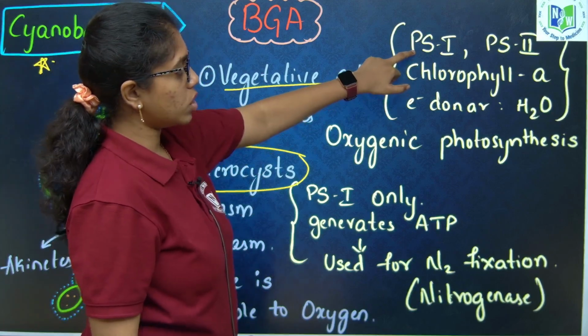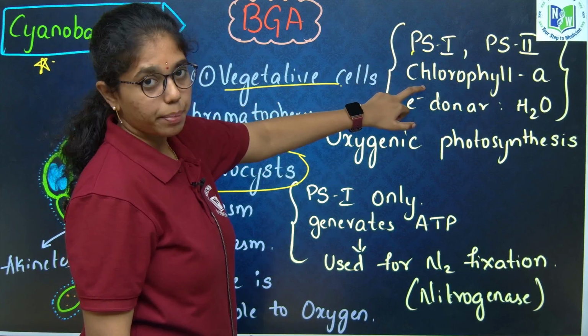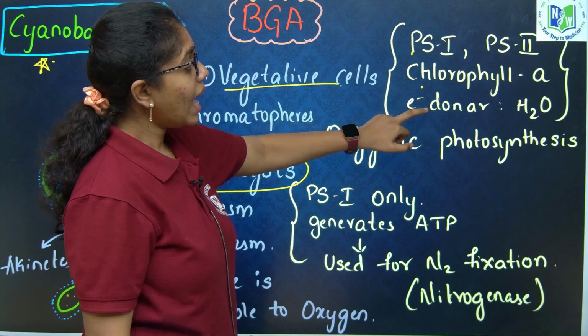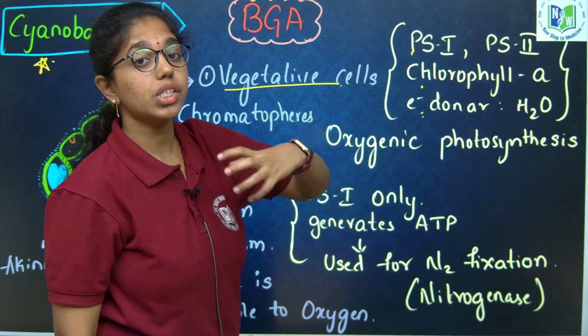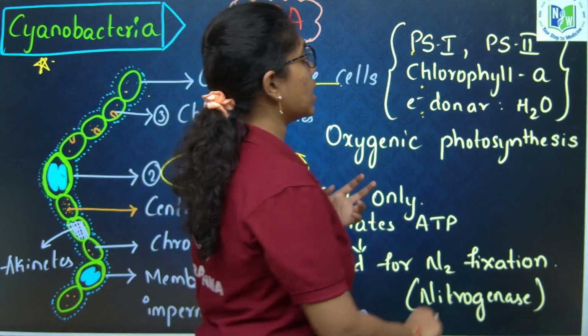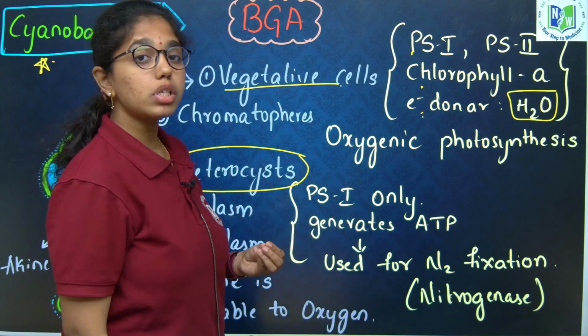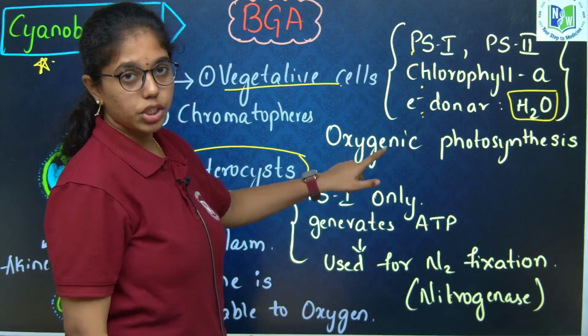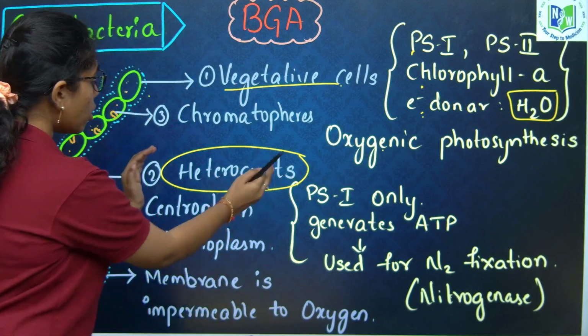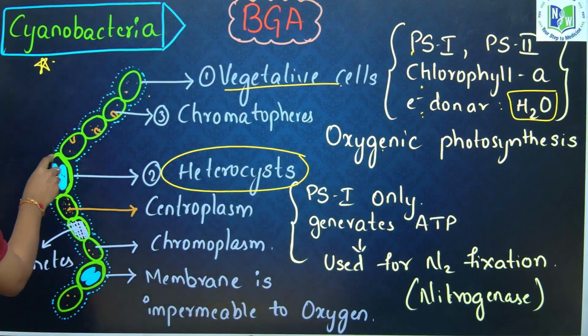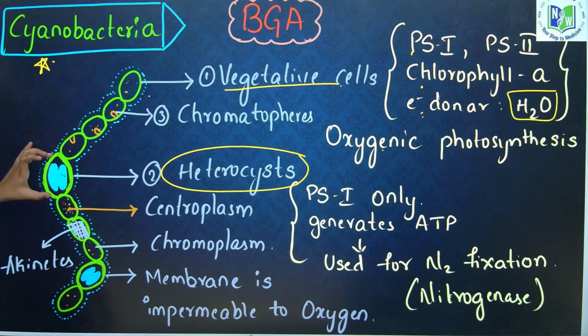Inside a vegetative cell, what components are present? Photosystem 1 and photosystem 2. Chlorophyll A is the pigment which is present in a vegetative cell, and the electron donor which it is taking to conduct the photosynthesis is water. When the electron donor is water, what type of photosynthesis is it conducting? Oxygenic photosynthesis.